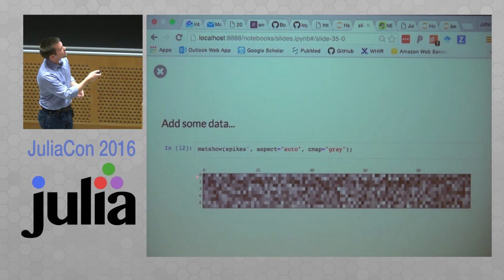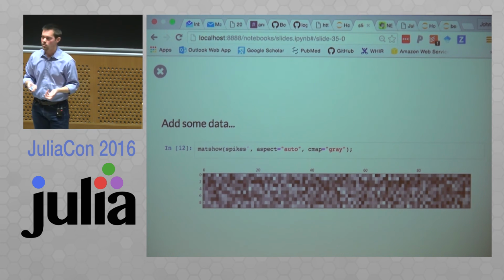So the data look like this. These are my 10 units, and these are my 100 time steps, and the heat map just says what was my count in each bin.